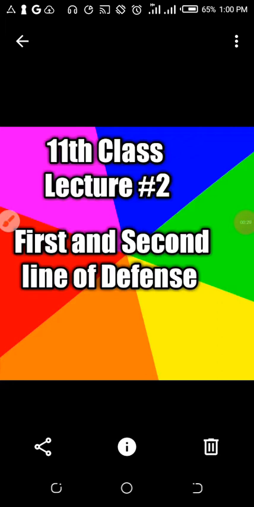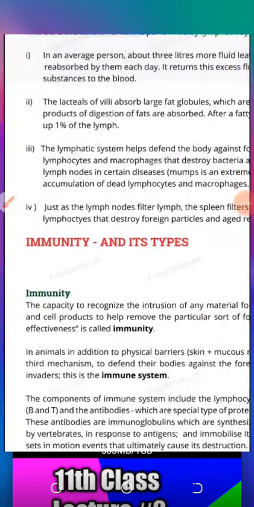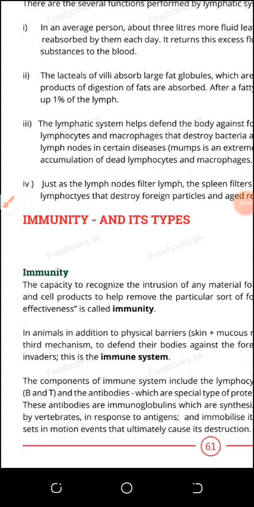First year class lecture number 2, first and second line of defense. It means we will talk about the immunity system. The first line of defense is very easy to understand, because if you are currently wearing a mask, you are preventing the entrance of microorganisms into your body by the three main holes present in our body: the mouth and two nostrils, because those will allow the virus to enter into your body.